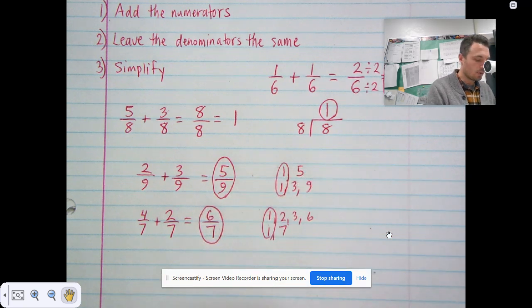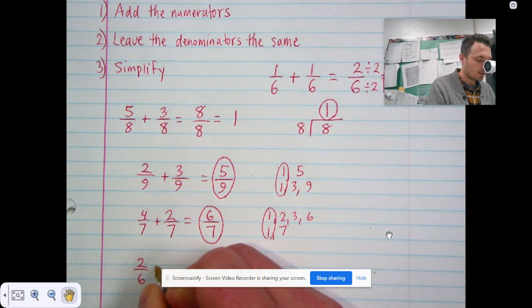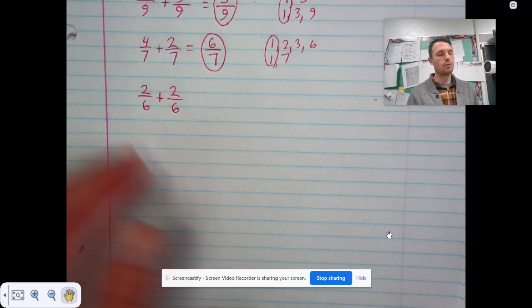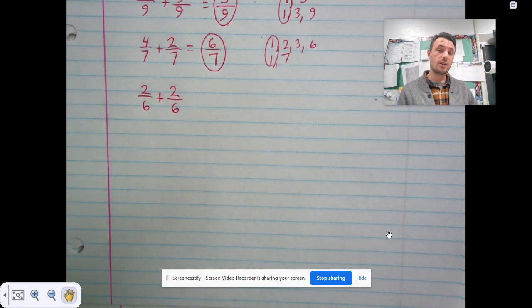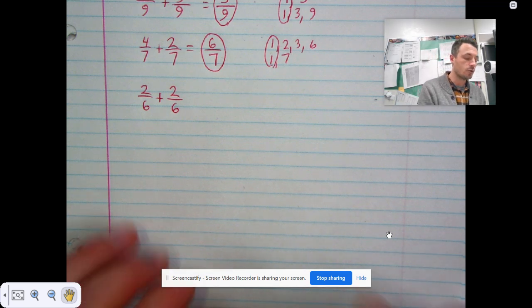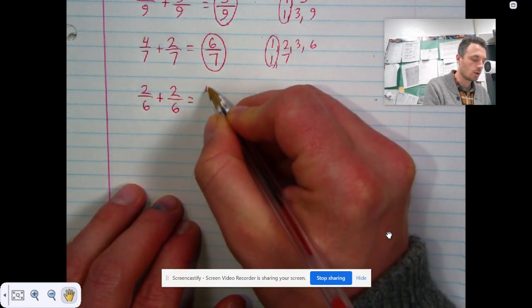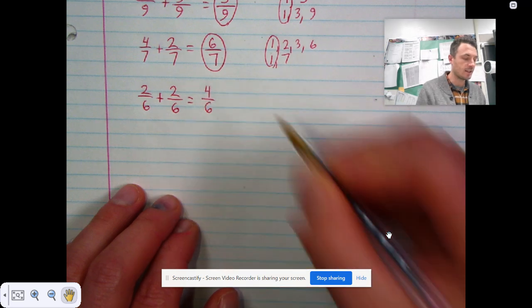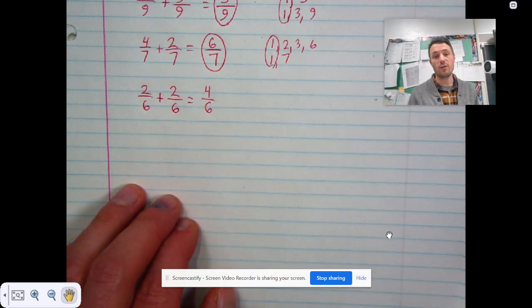Okay, let's do another example. Let's do 2/6 plus 2/6. Step 1, now you can't see the steps anymore because I had to scroll down past where I wrote the 3 steps, but you should have them written down inside of your own math notebook. So step 1 is add the numerators. 2 plus 2 is 4. Step 2, leave the denominators the same, so it stays 6. And step 3 is simplify.